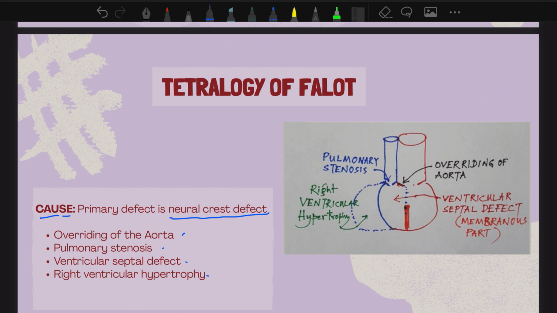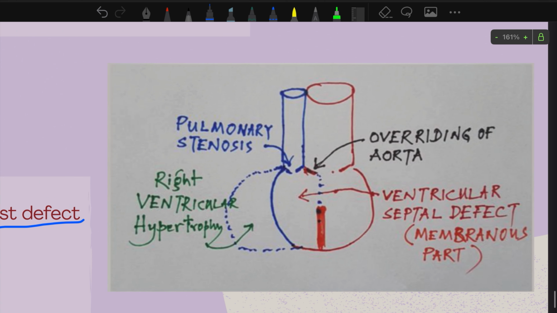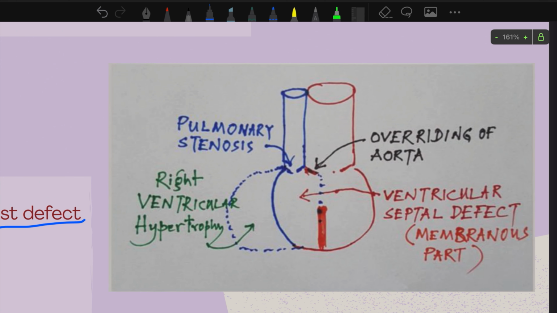So we'll be seeing these four problems here. In tetralogy of Fallot, we get the overriding of aorta. So the aorta will be bigger and it will take the place of the pulmonary artery. When it takes the place of the pulmonary artery, we get the pulmonary stenosis, because the artery is way smaller than it should be. And because the overriding of aorta is going toward the right, that will cause a ventricular septal defect on the membranous part.